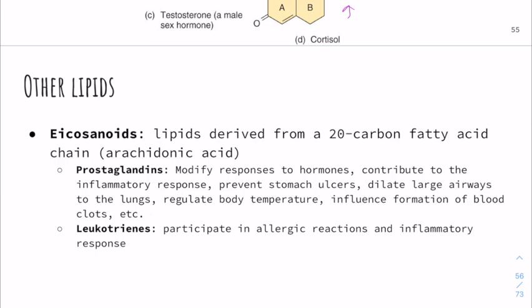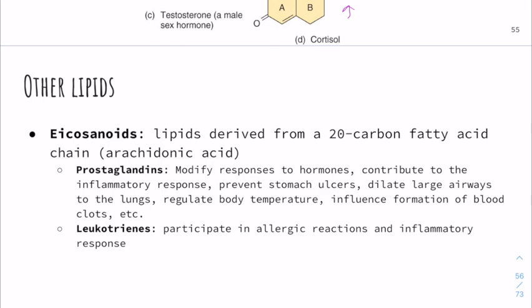So when you get hurt, prostaglandins are what are used to inflame the area. They prevent stomach ulcers. They dilate large airways to the lungs, so they make the airways bigger. Prostaglandins help to regulate body temperature. They influence the formation of blood clots.